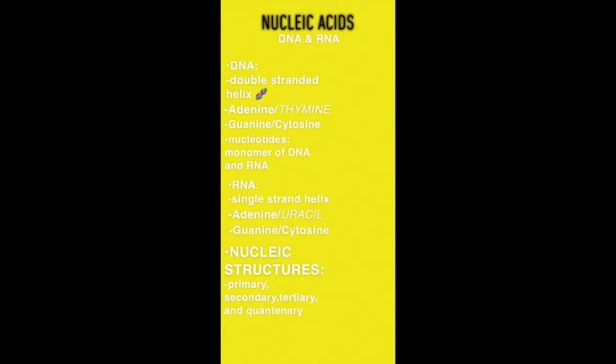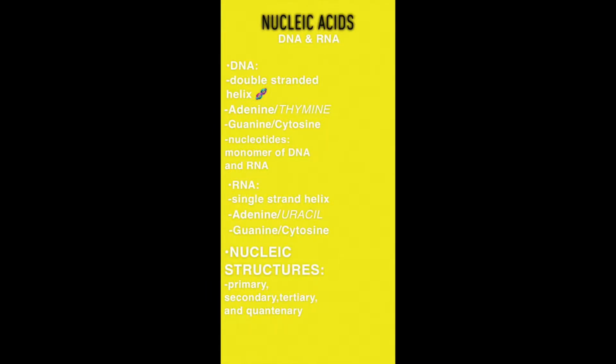So to go into more depth of a nucleic acid, we know that there are three molecule groups that help make DNA and RNA. DNA is a double-stranded helix with nitrogen bases like thymine, adenine, guanine, and cytosine. This forms a nucleotide, which is a monomer of DNA and RNA. DNA stores hereditary info, also known as genetics.